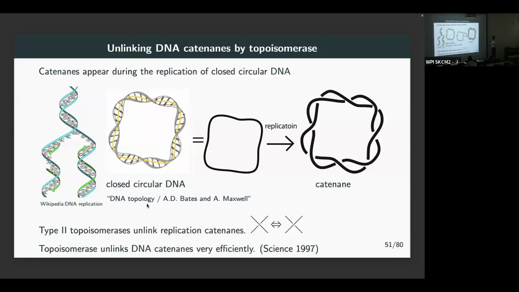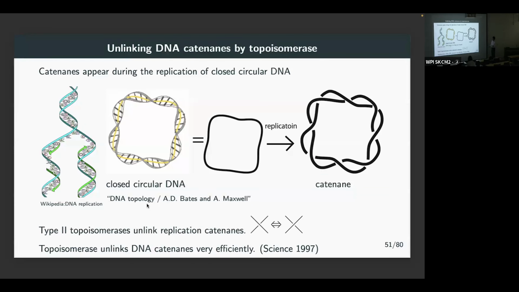But in a cell division, if two new DNA are linked, that is a problem. Each component of the DNA will go to two different daughter cells, but if it is linked, you cannot do it. So that will be a very big problem. And in a cell, an enzyme called type 2 topoisomerase will unlink this type of linking.